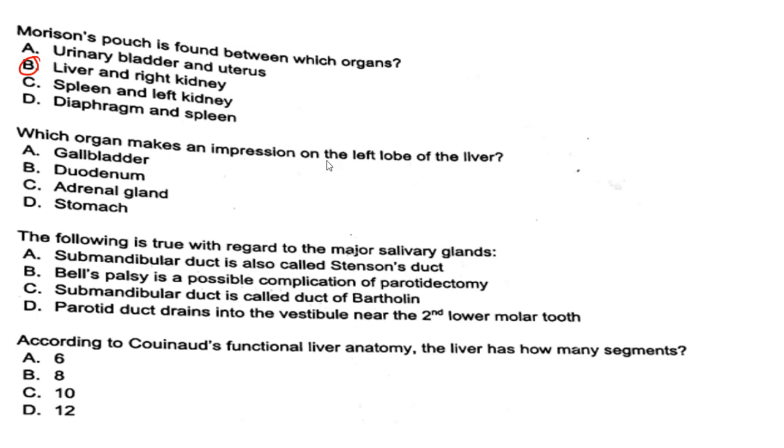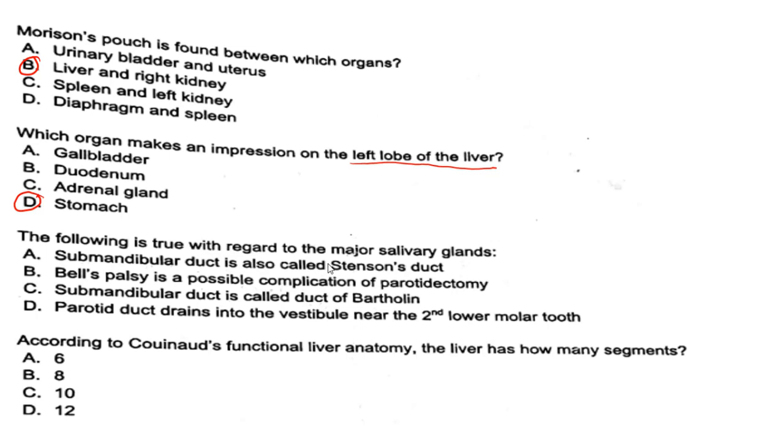Which organ makes an impression on the left lobe of the liver? So the answer is just the stomach. So the stomach is the one which makes an impression on the left lobe of the liver.